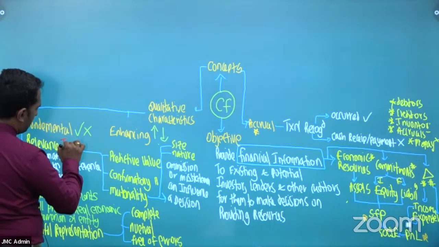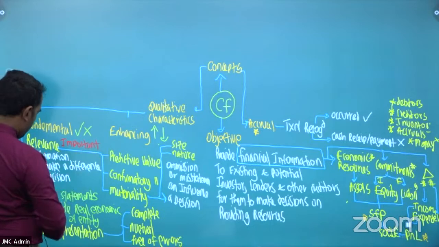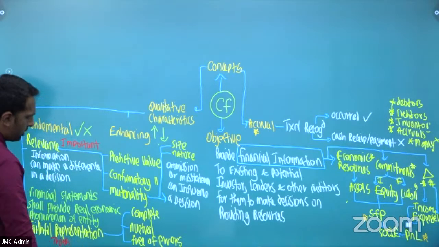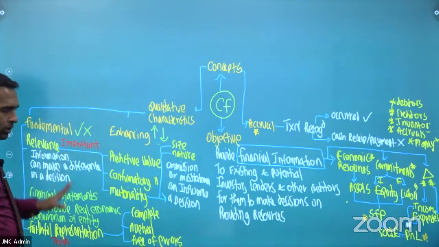So relevance is about saying the important stuff. Relevance is asking us to tell important stuff. Faithful representation is telling us to say the truth. So in simple terms, the fundamental qualitative characteristics tell us to say the important truths.